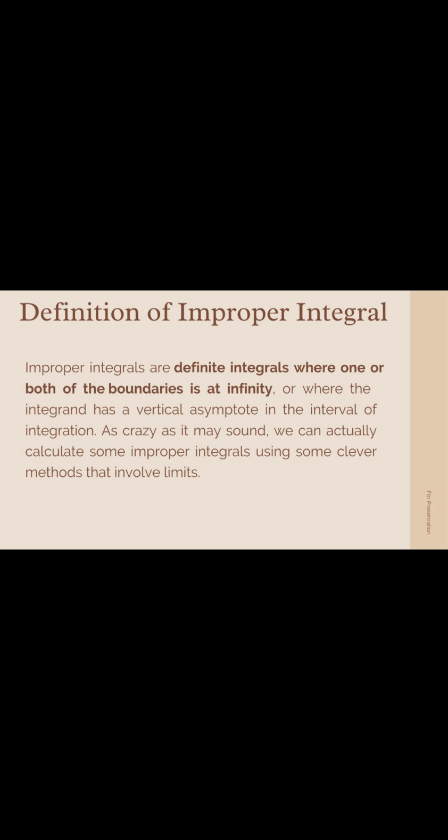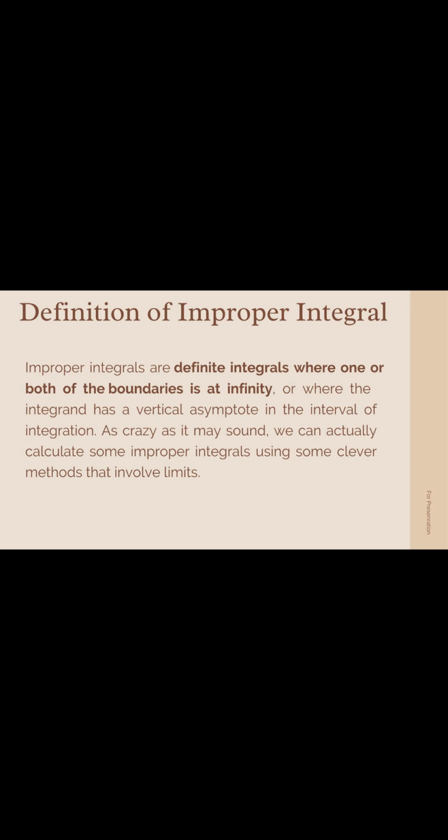Now, let's talk about the improper integral. But before we proceed, let us define what an improper integral is. Improper integrals are definite integrals where one or both of the boundaries is at infinity, or where the integrand has a vertical asymptote in the interval of integration. As crazy as it may sound, we can actually calculate some improper integrals using some clever methods that involve limits.